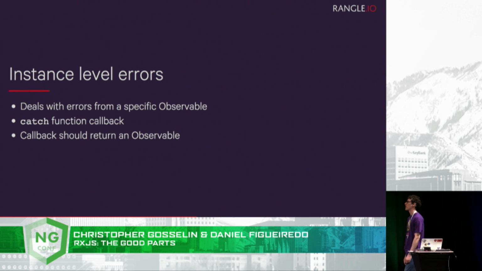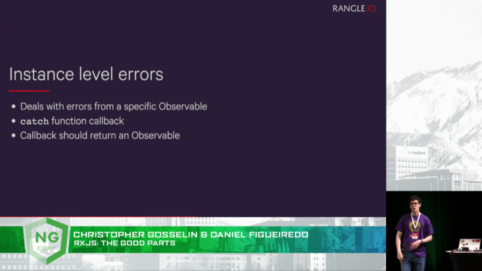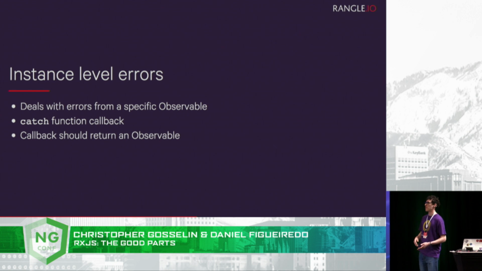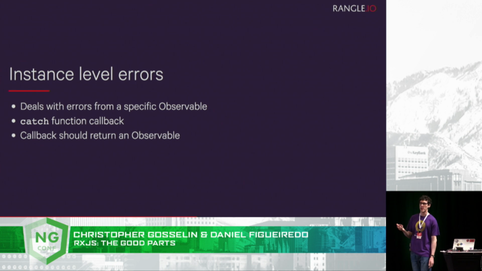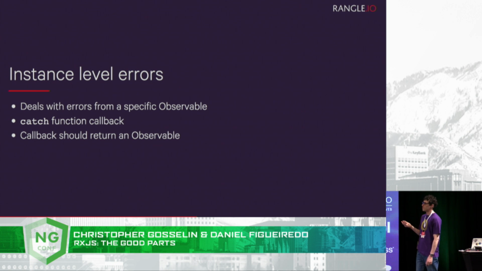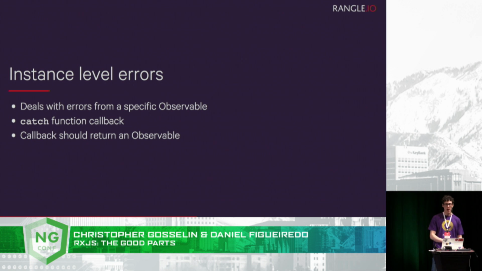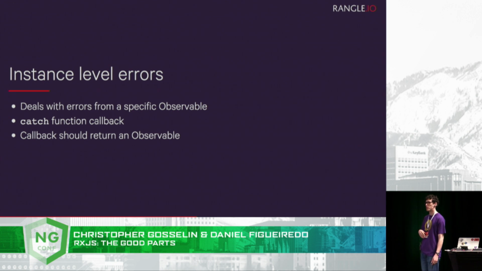And then we go to instance level errors. This is what we usually expect from an error handler. So let's say you want to deal with the error, map it to a different payload, something that your application is used to. What you can do is use the catch operator, which basically is like a try-catch in JavaScript. You're going to receive the error when something happens, and your callback will be called with the error. And what your callback should return is another observable. And that observable is what your subscription is going to receive.